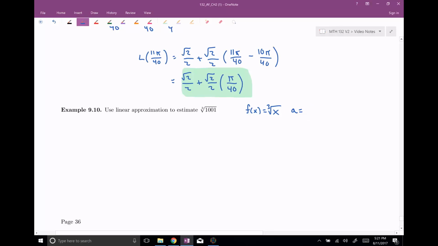So if my a value is 1000, then the function's value at 1000, the cube root of 1000, is equal to a nice even 10, right? Because this has 3 zeros, and so you take the cube root, and that just gets you down to 10, just like the square root of 100 is 10, right? Okay, so this should be our function and our a value. Now with these, see if you can finish it out.